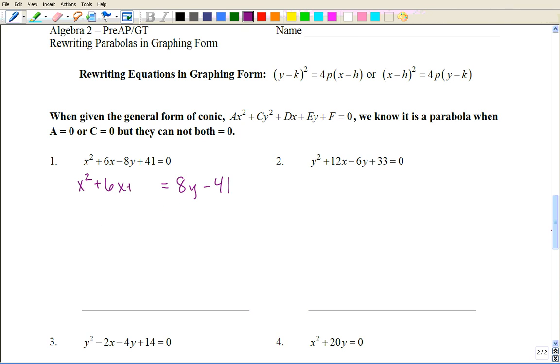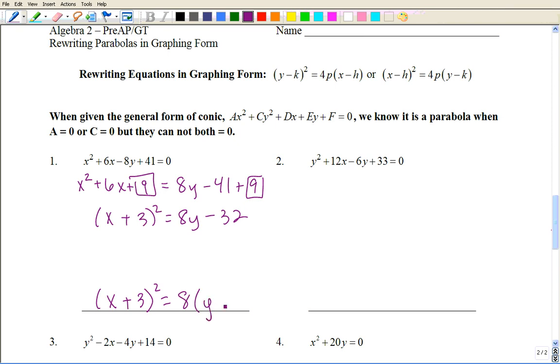We're still going to do completing the square. So 6 divided by 2 is 3, and then squared is 9, but whatever I add to one side, I have to add to the other. So this factors into x plus 3 squared equals 8y and then that's minus 32. But remember that we have to factor out the 4p, so then we'll have x plus 3 squared equals, so just take out the GCF, we'll have 8 times y minus 4. And that's it. See how easy that is?